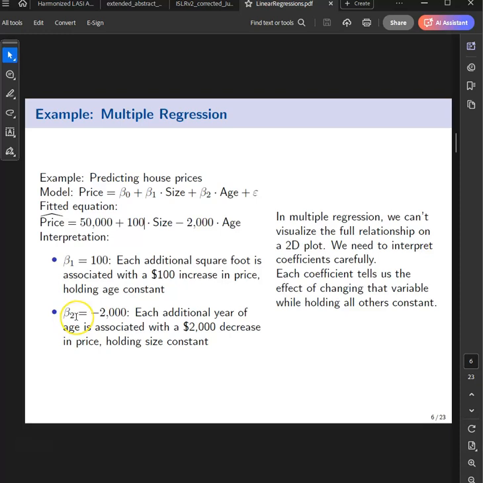Beta 2 equals negative 2000 means each additional year of age is associated with a $2,000 decrease in price, holding size constant. And I kept saying this, holding other factors constant. So let me talk a little bit about that. This idea of holding other factors constant is extremely powerful, but it means that we can't simply visualize the relationship in a two-dimensional plot anymore. So we need to interpret the coefficients carefully in their proper context.